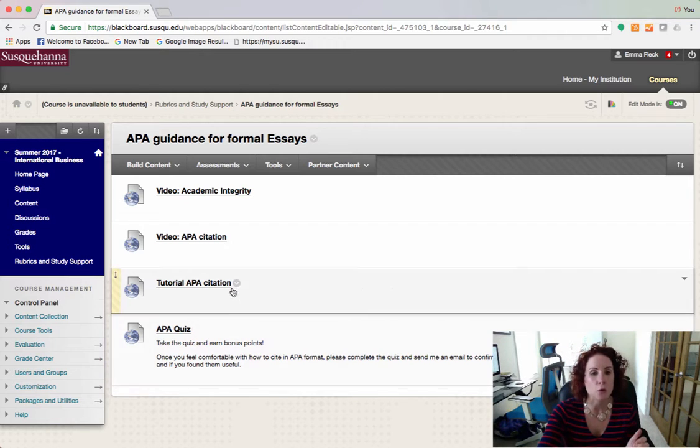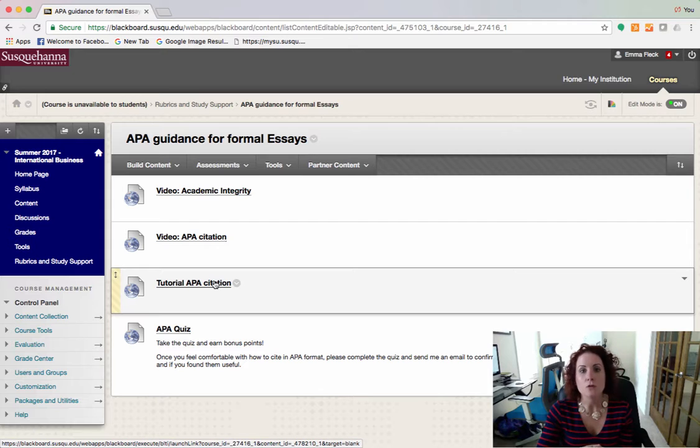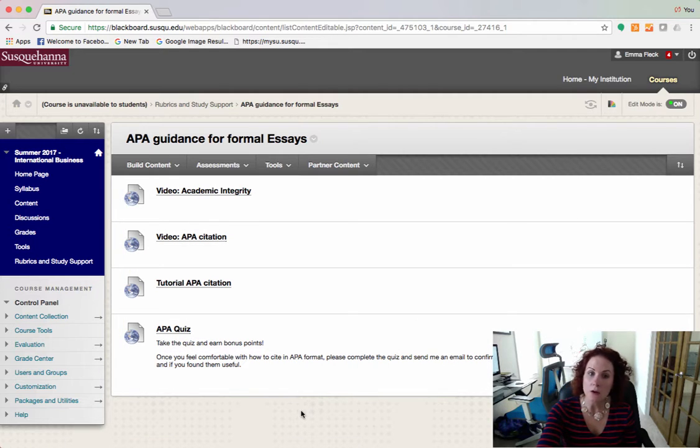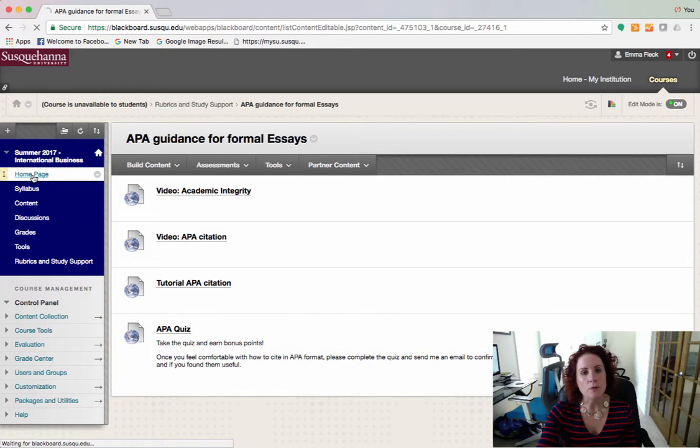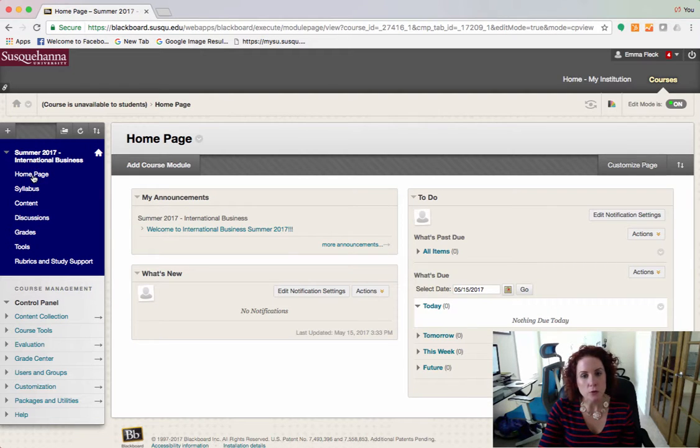It also has a tutorial about how to cite. So where do the commas go? Where do the periods go? When do we have to have a page number? Or when do we use the author's name plus the year? All of that is in that little folder, and I really encourage you to go through that. What I will also do before the first submission is due is provide an example of the type of work that I'm looking for.